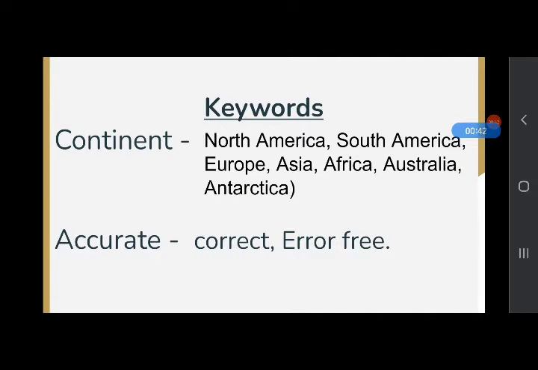And here some keywords are given. Keywords are continent. There are 7 continents. A big part of the earth is divided into continents and different countries are there in different continents. So we have continents which are North America, South America, Europe, Asia, Africa, Australia and Antarctica. And accurate means correct or error free.